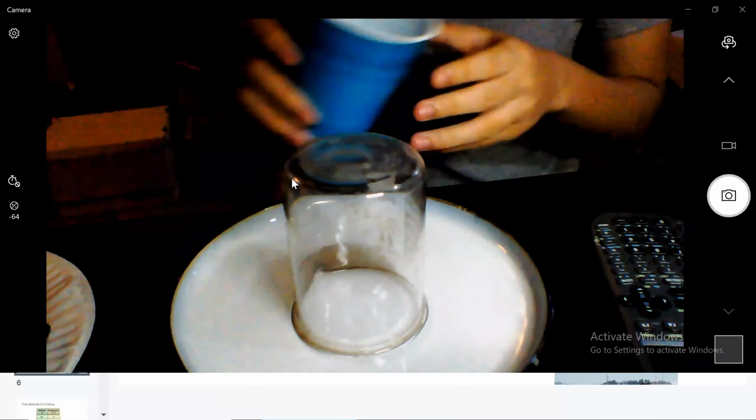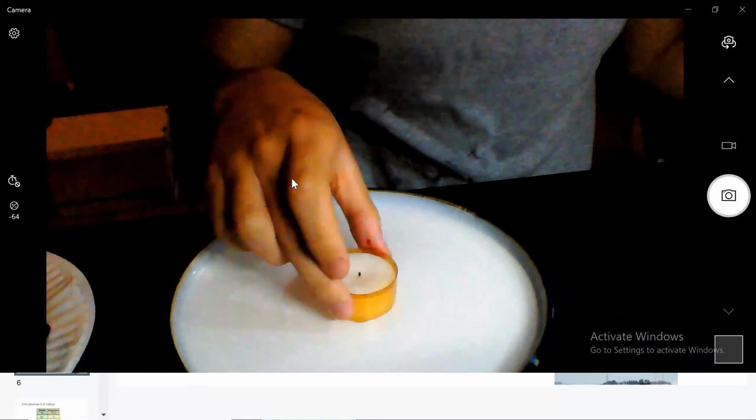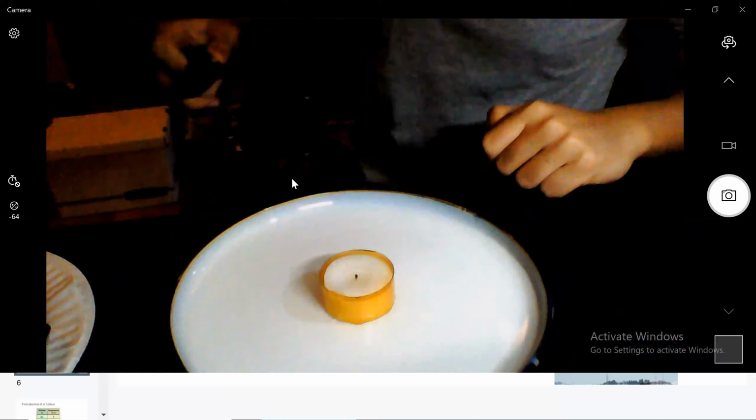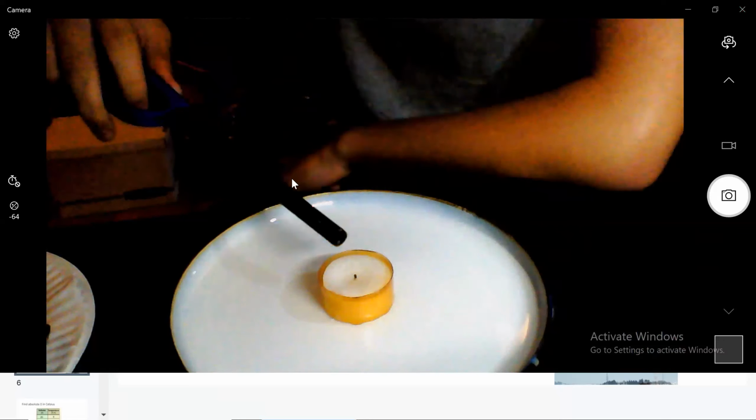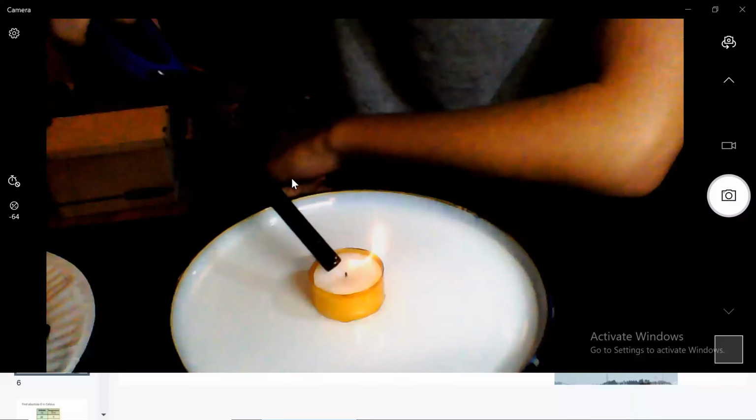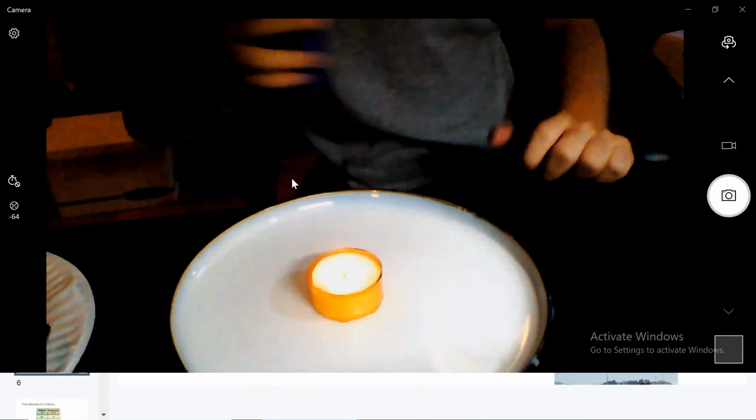I'm filling this plate with water. So that should be enough. I have a candle here, and I'm going to light the candle. I'm going to try to light the candle. There we go. Let me turn on the lights.